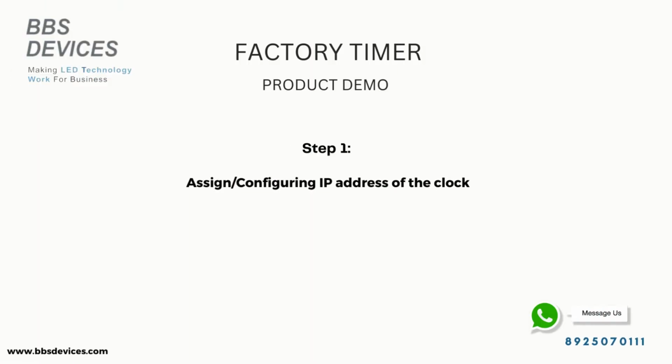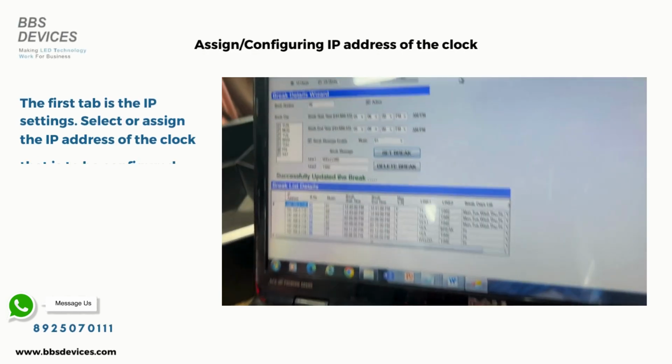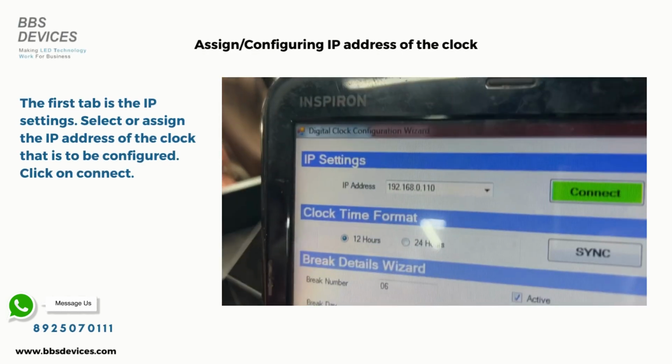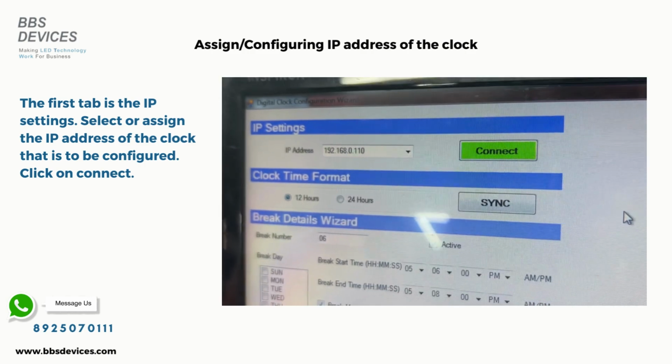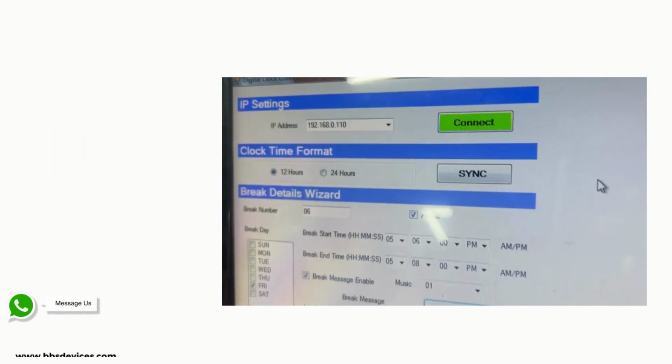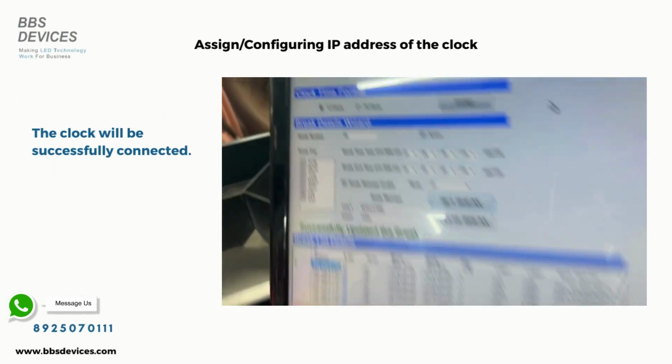The first step is to assign or configure the IP address of the clock. In the module, the first tab is the IP settings. Select or assign the IP address of the clock that is to be configured. Click on Connect. The clock will be successfully connected.